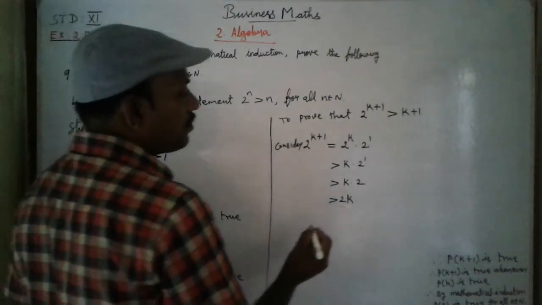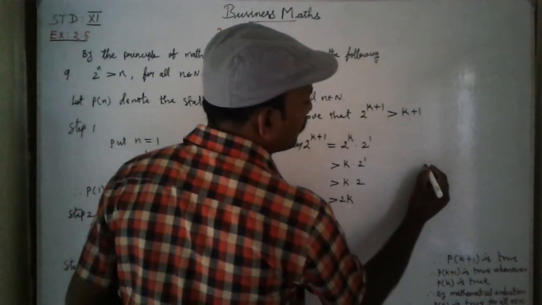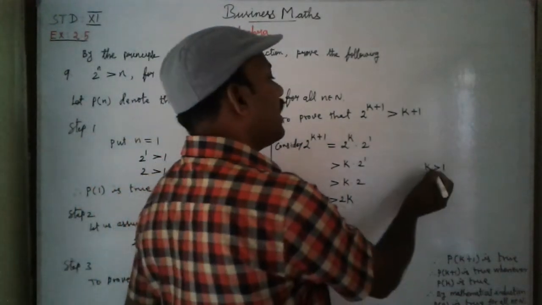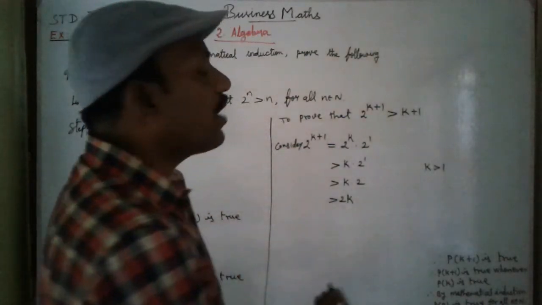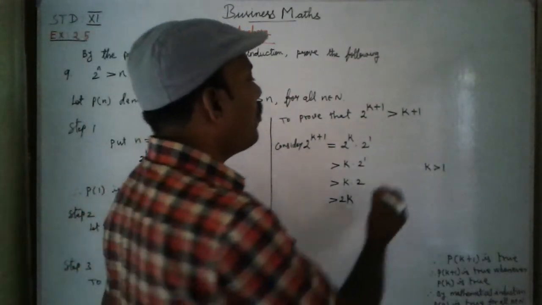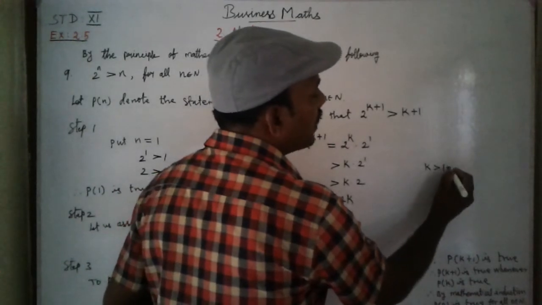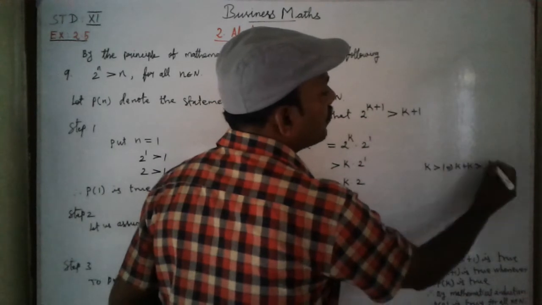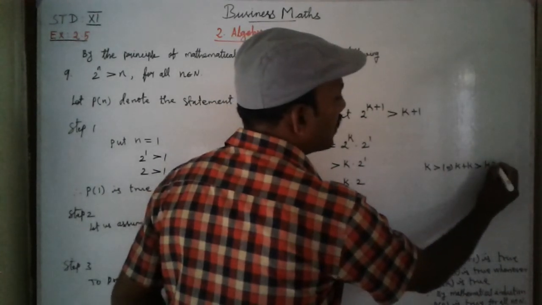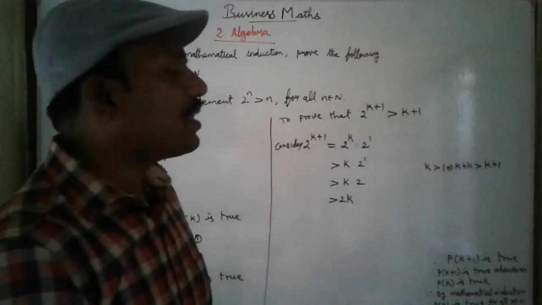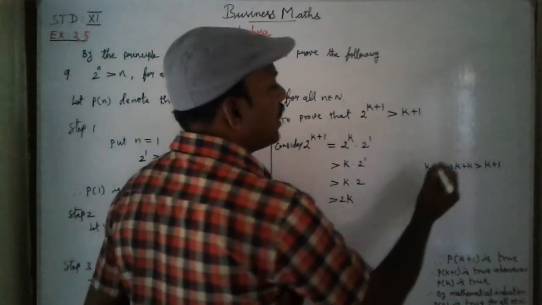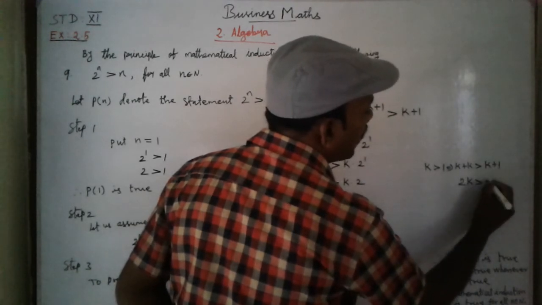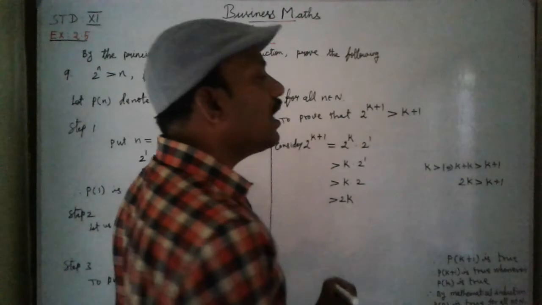So we know that k is greater than 1. We know that it is positive. K greater than 1. K is what? A positive value. So k greater than 1. We should add k on both sides: k plus k greater than k plus 1. We should write k plus k is 2k greater than k plus 1.